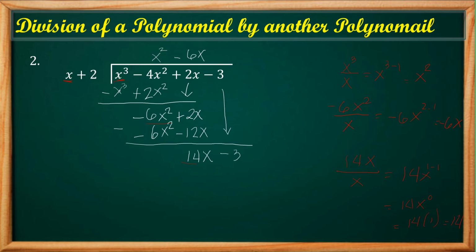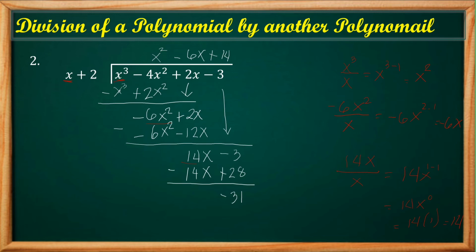Therefore, the answer is positive 14. 14 times x is 14x. Then 14 times positive 2 is positive 28. Then subtract. 14x minus 14x is 0. Negative 3 minus positive 28, that is negative 31. Okay, we have our remainder.